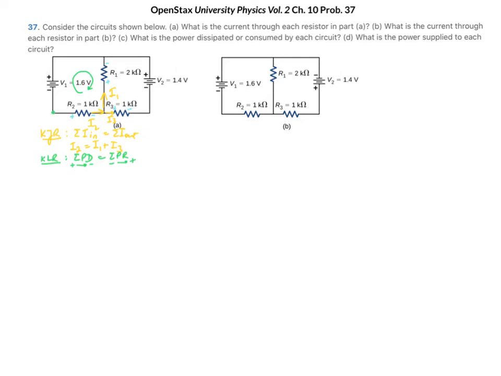Going through the left loop, let's say that I'm starting at the corner here. The first thing I'm encountering is V1, and I'm going from negative to positive. That is a rise. Then I'll go through resistor R1 from negative to positive, and that is a rise. And then I'll go through R2 from negative to positive, and that is a rise. So it looks like I did something wrong, because I have a 0 for the potential drops, and all the other potentials are rises. So I have 0 equals V1 plus I1 R1 plus I2 R2.